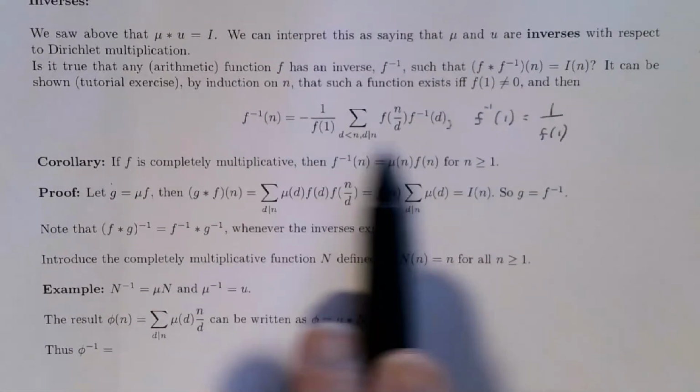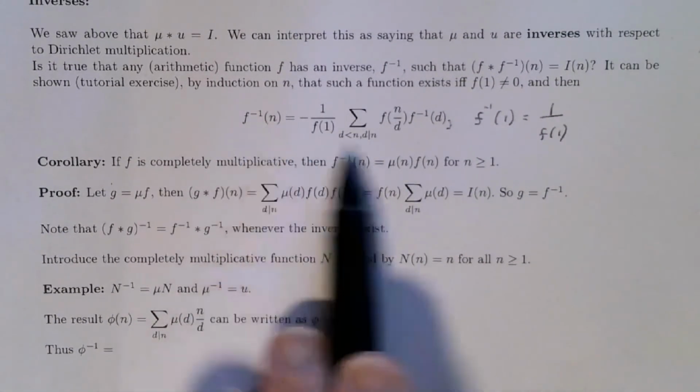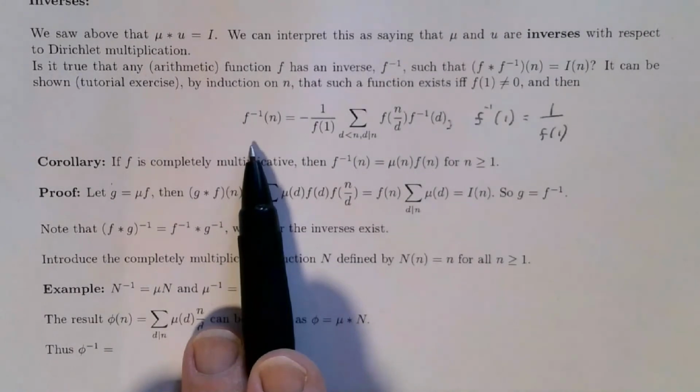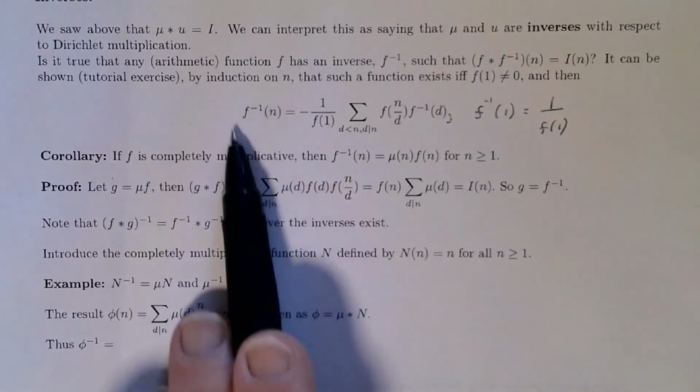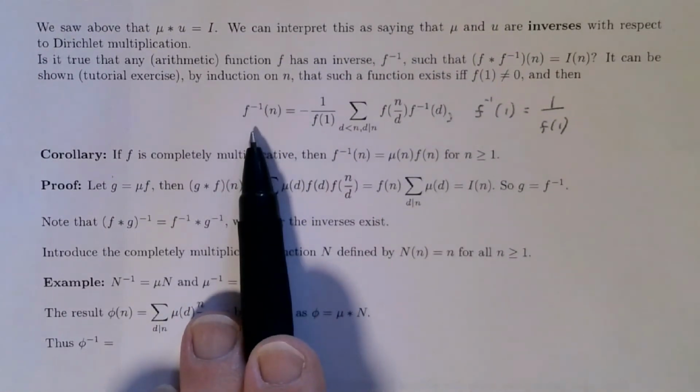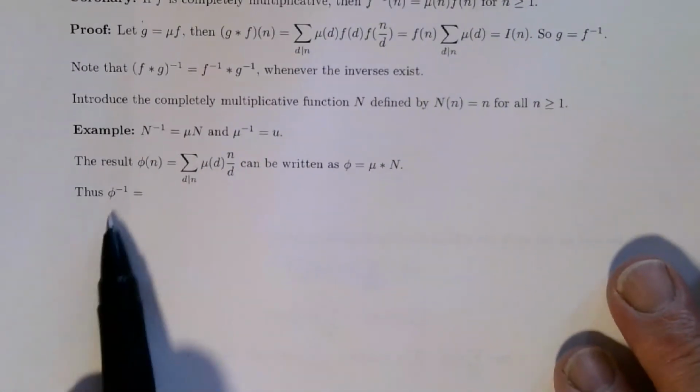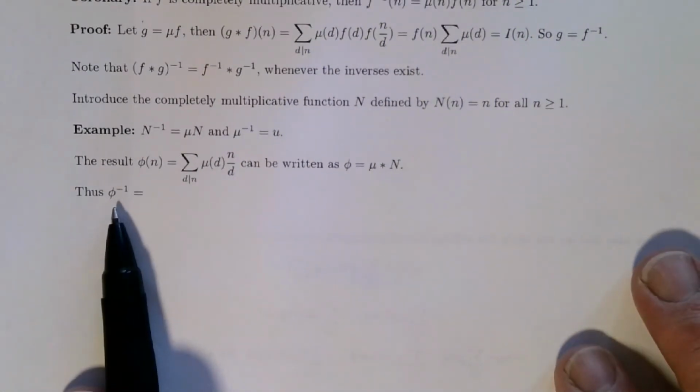We don't want to do it using the recursive definition. You rarely use this to actually calculate the inverse. Sometimes you have to if it's a new function you don't know much about, but most of the time we're going to try and get the inverses of our arithmetic functions using some of the theorems that we've got. So I want to get a nice formula for phi inverse.